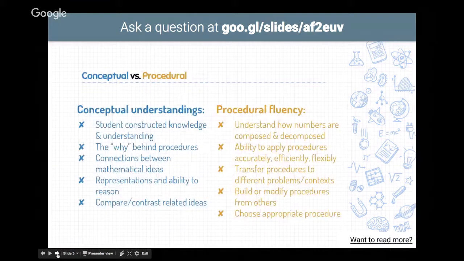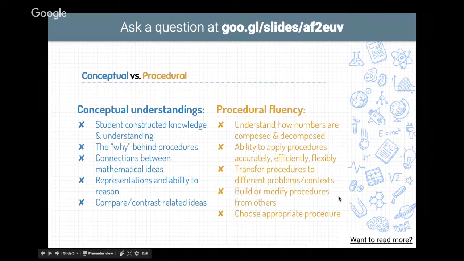Just a little bit of background, likely review for anyone that's watching this, but what does conceptual and what does procedural really mean? Conceptual understanding is student constructed understanding, the why behind procedures, but more than that, also the connections between mathematical ideas, being able to represent and reason about math concepts. Also, something I learned recently, it is about being able to compare and contrast related ideas. Can students compare two different math concepts? Do they know how those two things are related? Do they know how they're different from each other? All that falls under conceptual understanding.